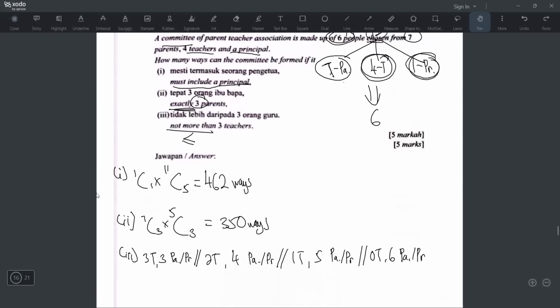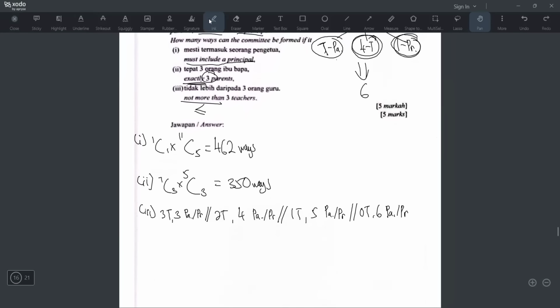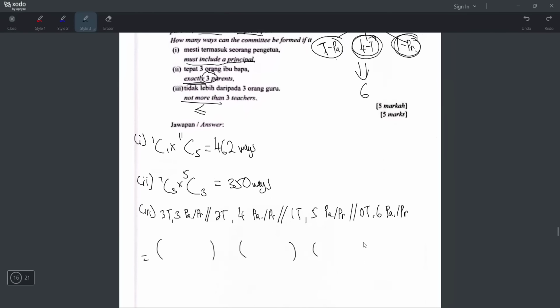Now it's time to write the working and press the calculator. So I will open bracket, bracket, bracket, bracket. Okay, the first bracket, 3 teacher, but you have 4 teacher here. So it'll be 4C3. And these 3 have to choose from parents or principal. So I will add them up. The parents and principal, 7 plus 1 is 8. And from the 8, I'll just choose 3. And here I have to times.